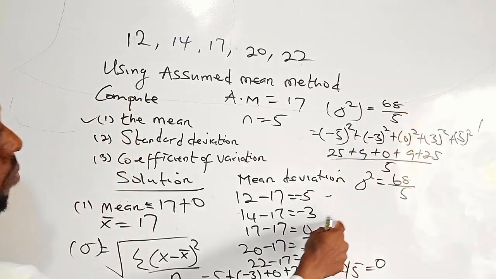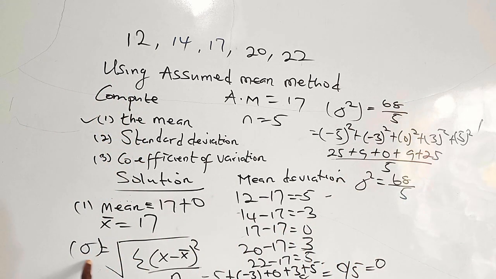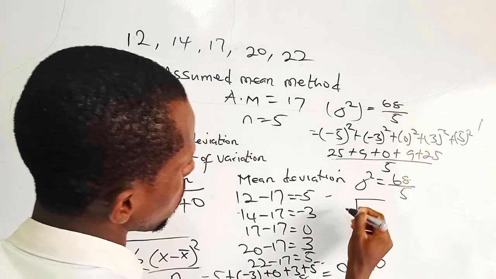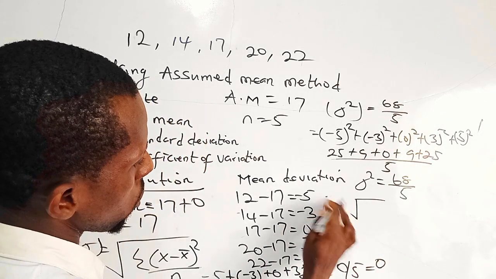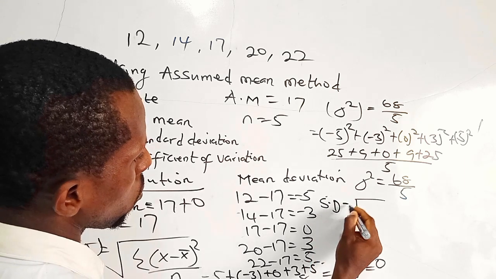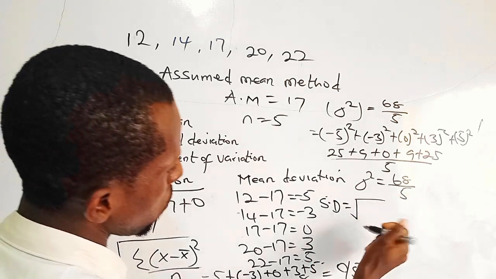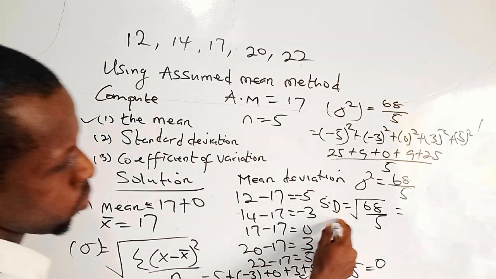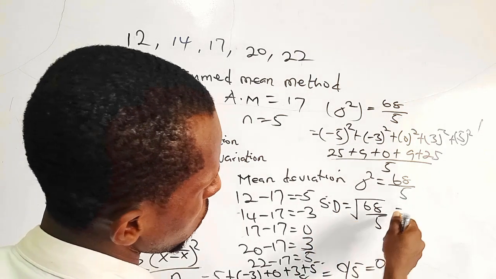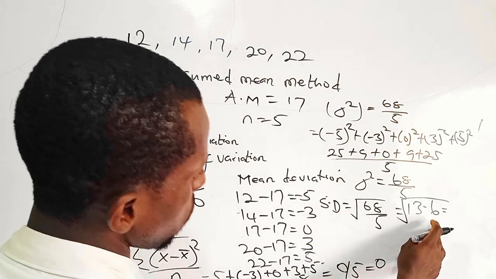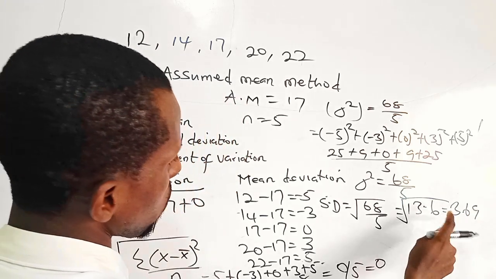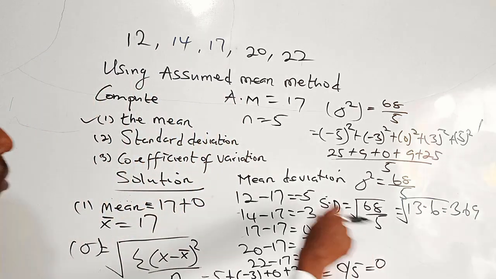From here, we can easily determine our standard deviation, which is the square root of our variance. So my standard deviation equals the square root of 68 over 5. When we use our calculator, we get 13.6. The square root of 13.6 gives us 3.69. So this is our standard deviation.